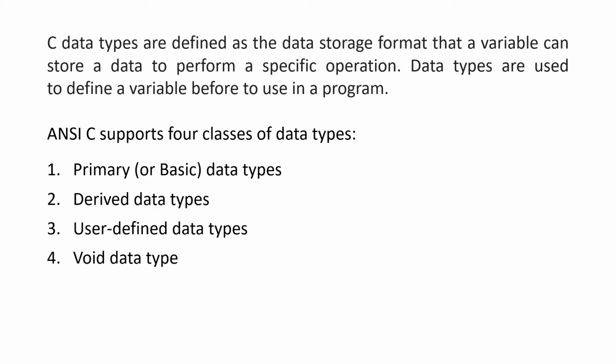C supports 4 classes of data types. Primary data types. These are fundamental data types. It includes int, float, char, and double.